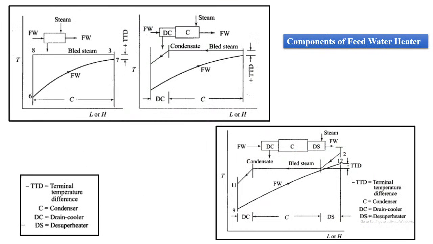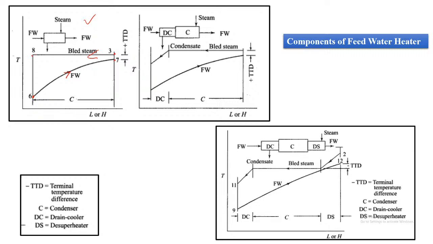Basically, what do we mean by TTD? So we know that in feed water heaters, in case of regeneration, we have steam which is bled from the turbine, and then that steam is used to heat the water which is going to the boiler. So the steam is going from high temperature, high enthalpy to low enthalpy. So this is one type of feed water heater, and we see here that the steam bled is not changing its phase and water is increasing its temperature.